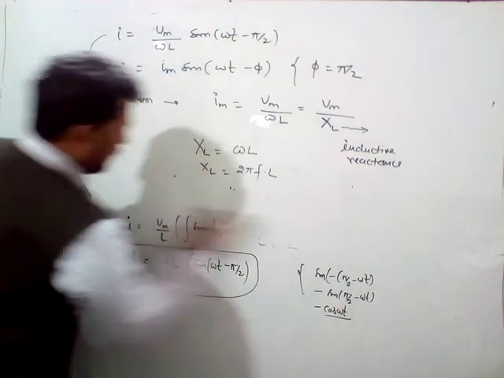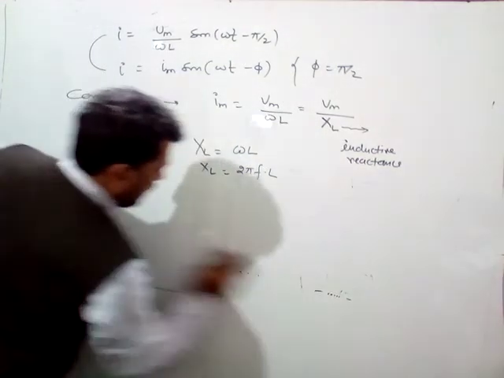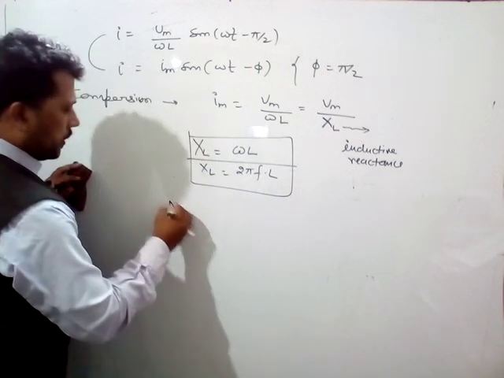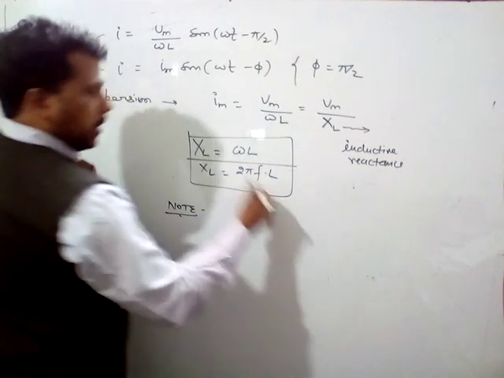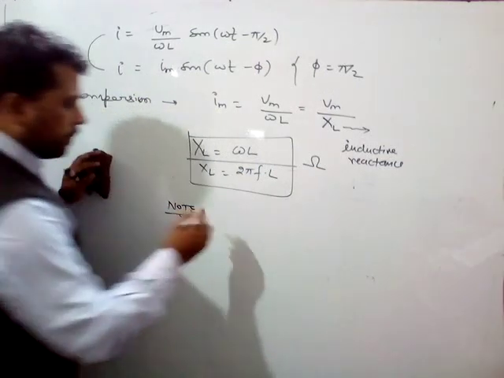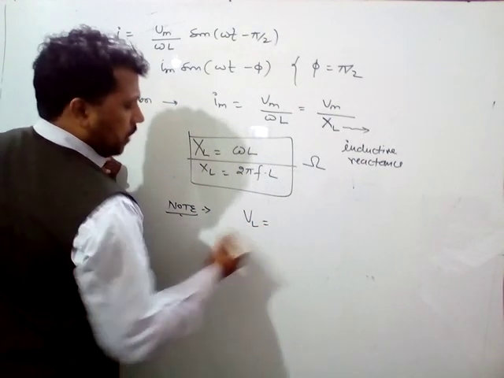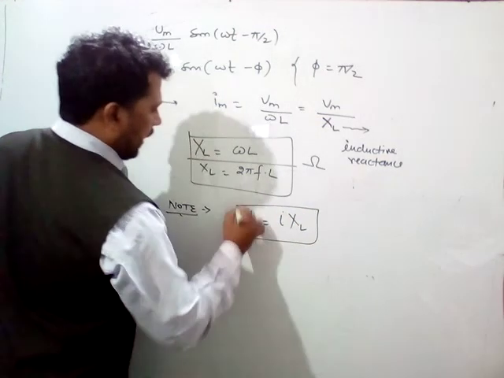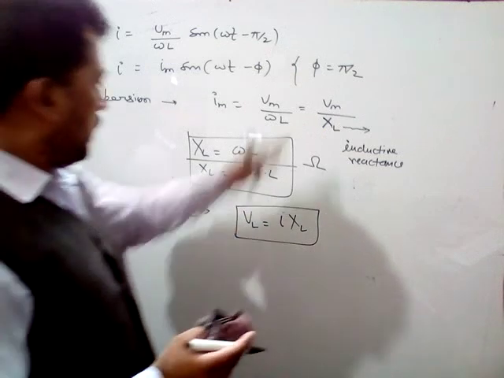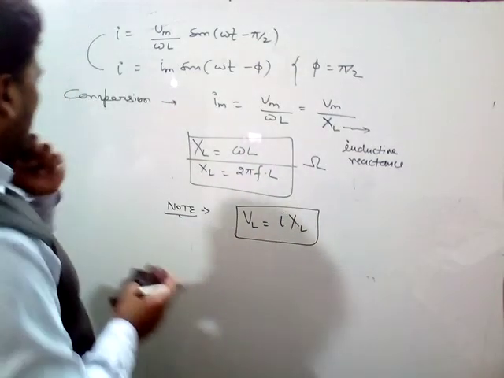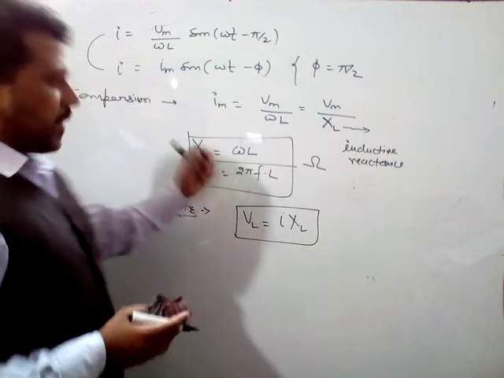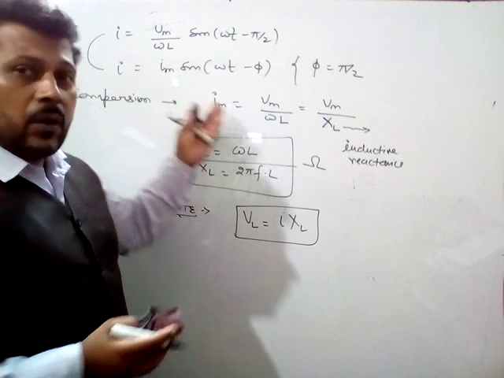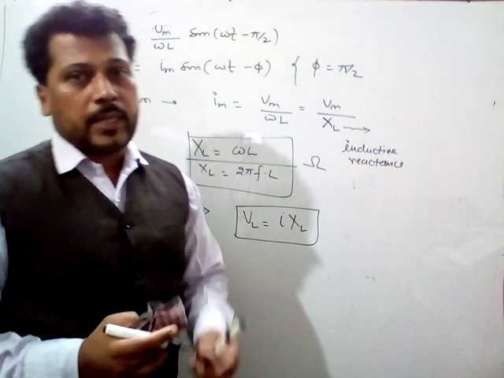Okay, so this is the inductive reactance, and simply it is resistance, its unit is ohm. So voltage of the coil equals I into XL. In this way we can write the voltage at the coil. Okay, this is the inductive reactance, and this is the equation of the current, whenever an inductor is attached in the AC circuit.